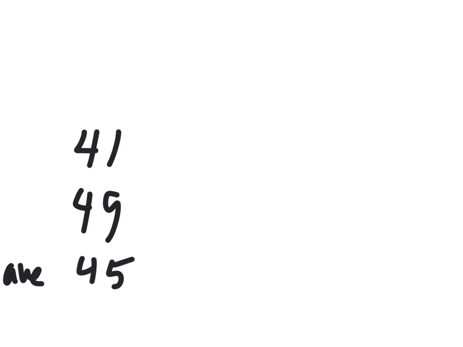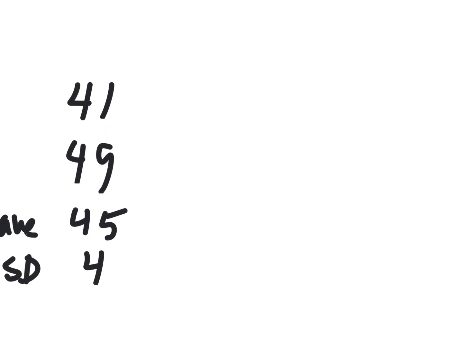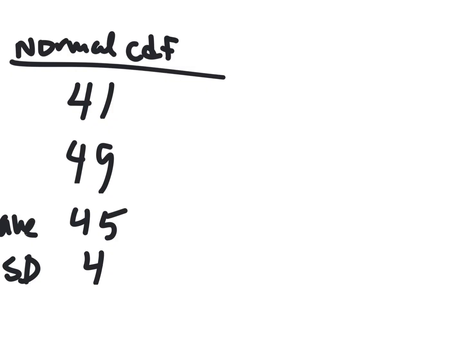41 is the first number. 49. Nordstrom, what was the third number, the average? 45, and the standard deviation? There you go. You're doing a normal CDF. Brandon, focus. We're doing the first problem of the homework. And here's our 4 numbers from the low to the high.